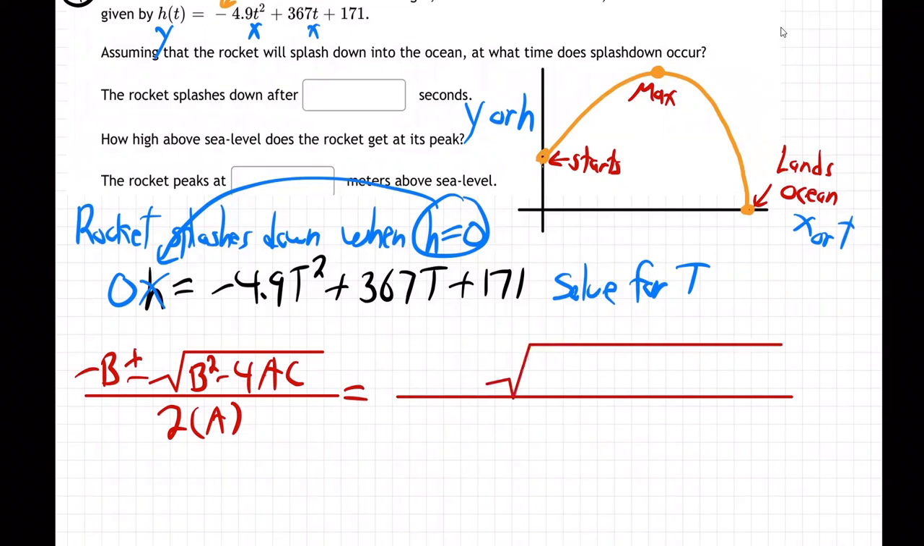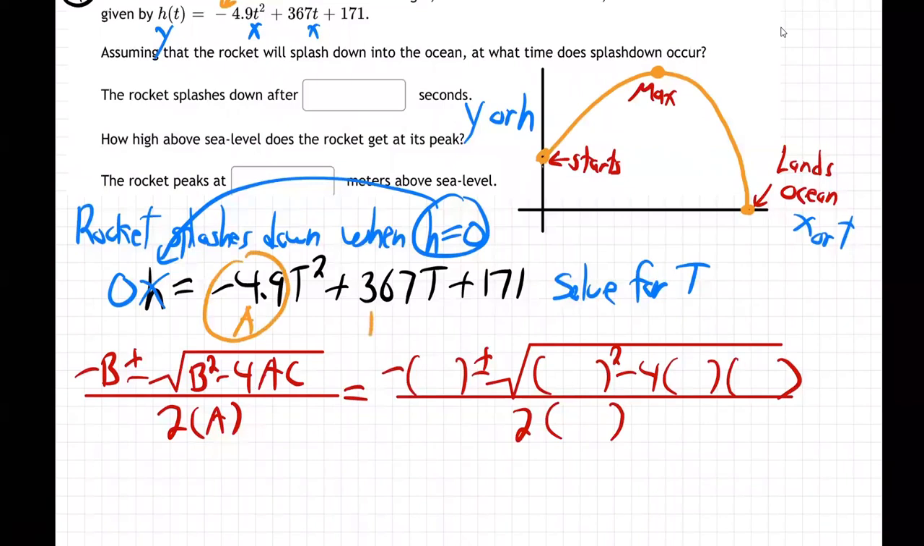So I'll go negative b plus or minus the square root of b squared minus 4 times a times c all over 2 times a. And I'm going to just plug in. Now, what are a, b, and c? Well, a is the number in the very front, then b is what comes next, then c is back here. So plug in a negative b, 367 plus or minus the square root of b squared, 367 squared minus 4 times a. Now, a is minus 4.9. Don't forget about that little decimal there. That's not 49, that's 4.9, right? Minus 4ac all over 2a. And again, that a is minus 4.9.